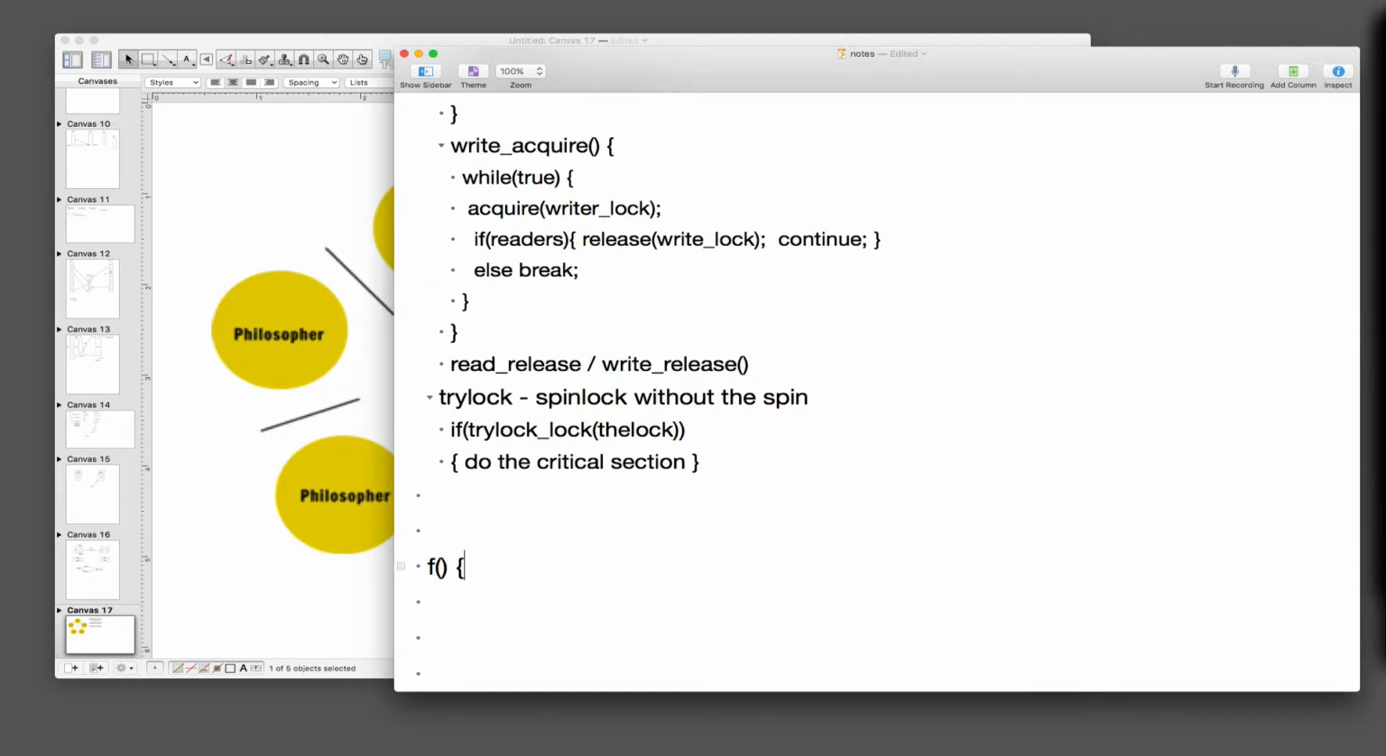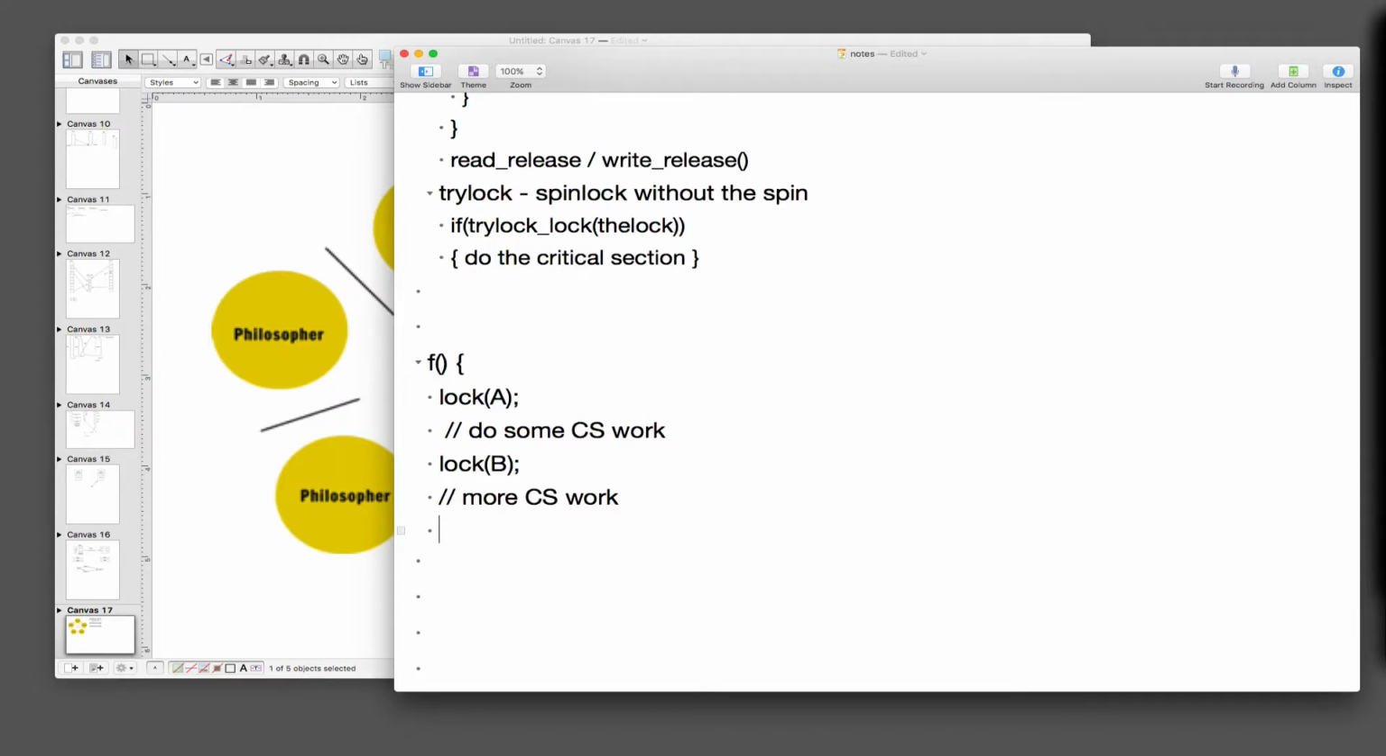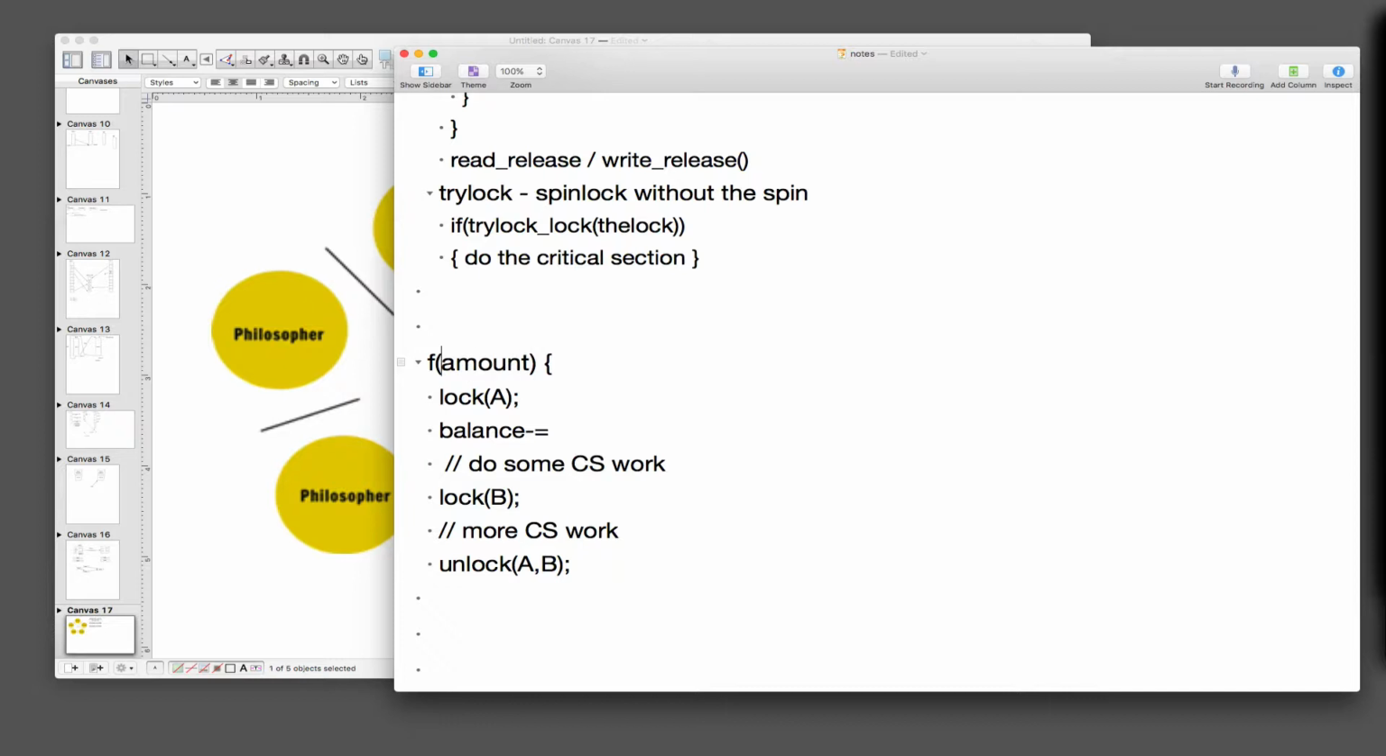So we have some function. It goes lock A, do some critical section work, lock B, more critical section work, unlock A and B. So, okay, maybe let's try this. We go balance minus equals transfer amount. So we deduct some amount from, let's call it A balance here. And then we add some money to the B balance. And then we unlock both.